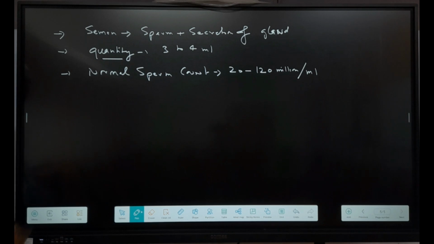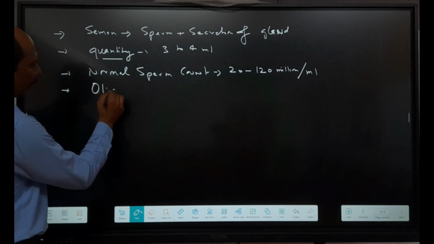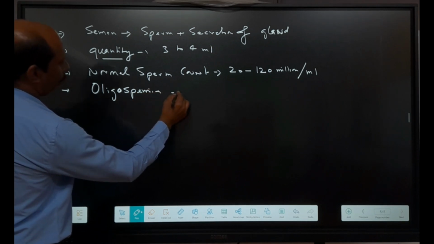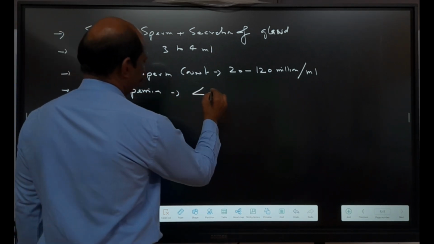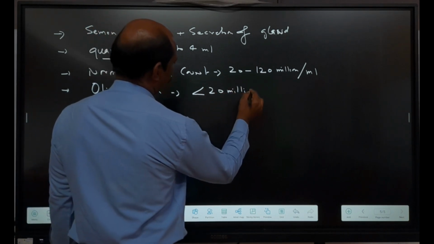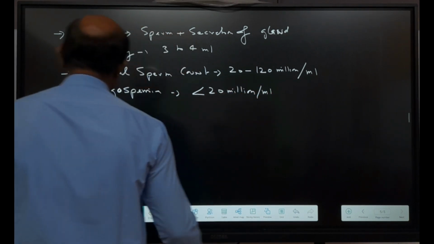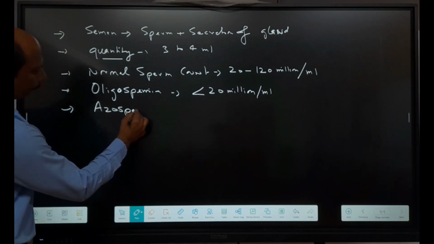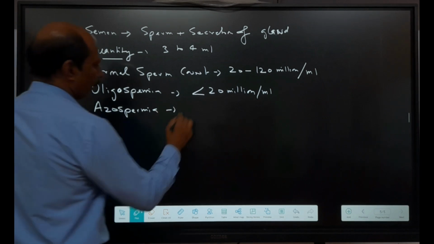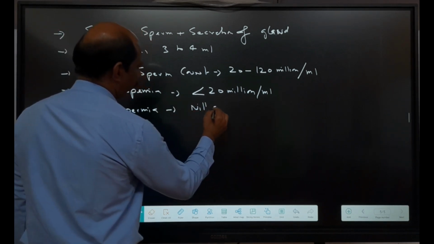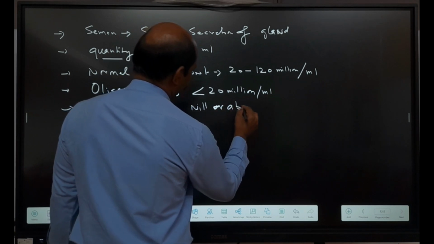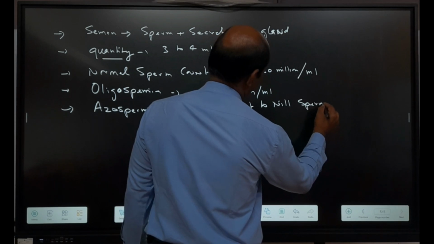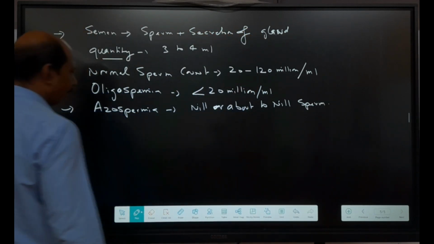Another one is the term oligo. Oligo means what? Less, right? Oligospermia. Oligospermia means what? If the count is less than 20 million per ml, it is called oligospermia, right? Another one is azoospermia. Azoospermia means what? Nil sperm, or about to nil sperms. If sperms are absent, it is called azoospermia.